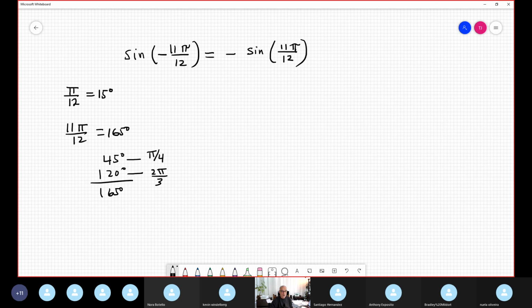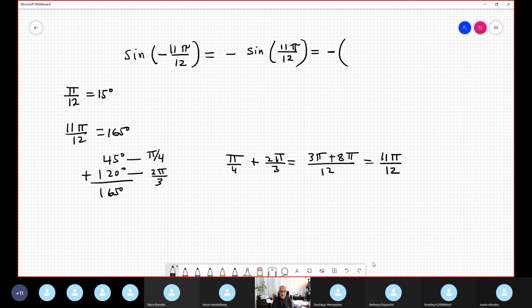60 times 2 is 120. So let me check it. Pi over 4 plus 2 pi over 3. The LCD is 12: 3 pi plus 8 pi. And 3 plus 8 is 11 pi over 12. Nice. Then, of course, it's negative, don't forget that negative.